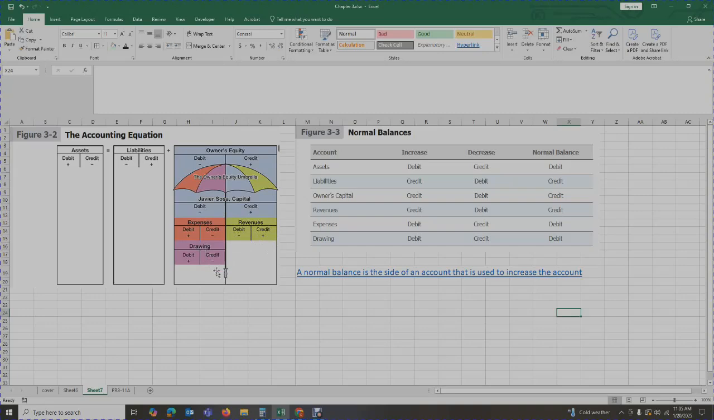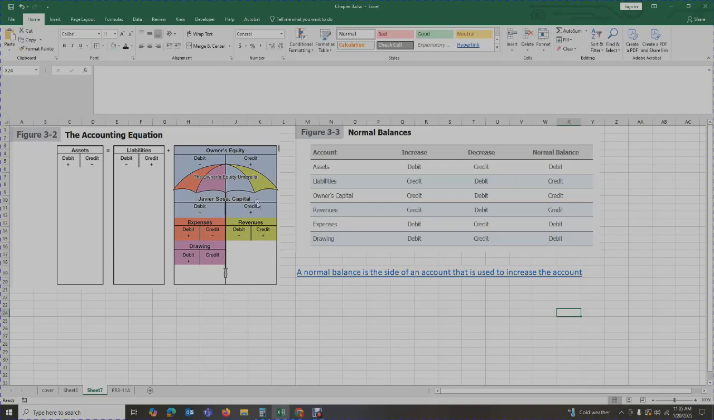For the drawing account, the same thing. If your drawing increases, you debit. If it decreases, you credit. We will be referring to this a lot. I recommend that you print it out and that you have it handy. That way you can refer back to it as we are completing the analysis of the transactions.